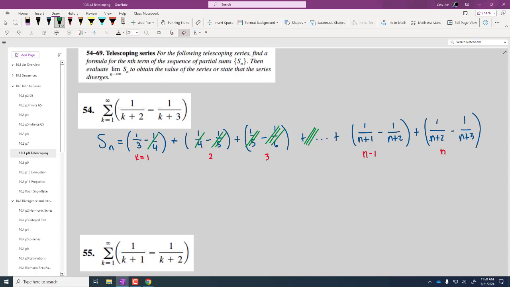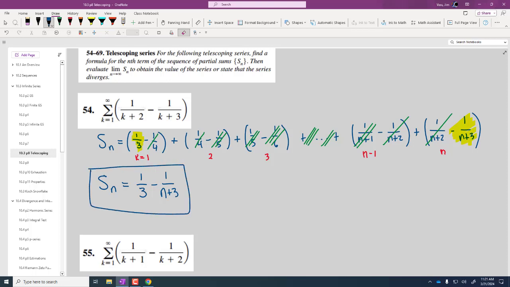So we're going to cancel this first with the second part of the prior, and then this first will be canceled with the second part of the prior somewhere in the dots. So only the 1/3 and the negative 1 over n plus 3 are the only two terms that are not going to telescope out. Just two terms. So this allows us to conclude that S sub n is going to be 1/3 minus 1 over n plus 3. So there is S sub n.